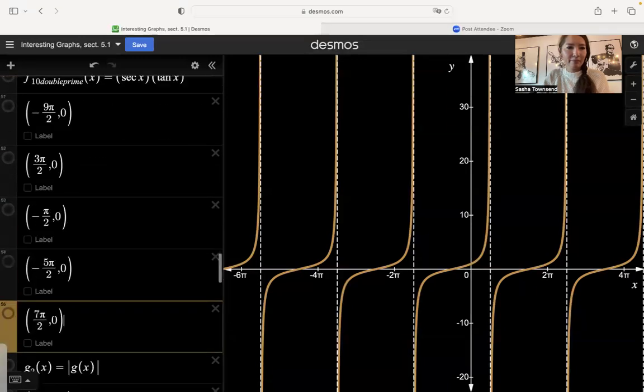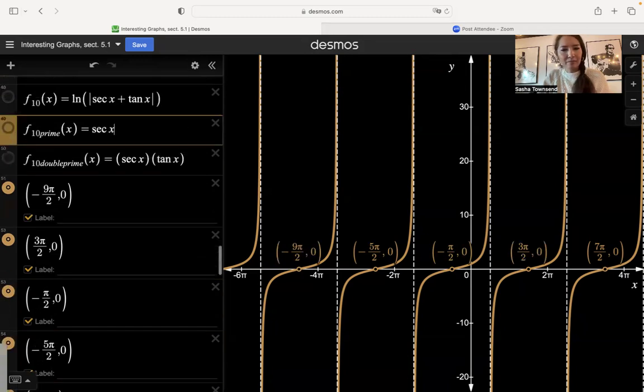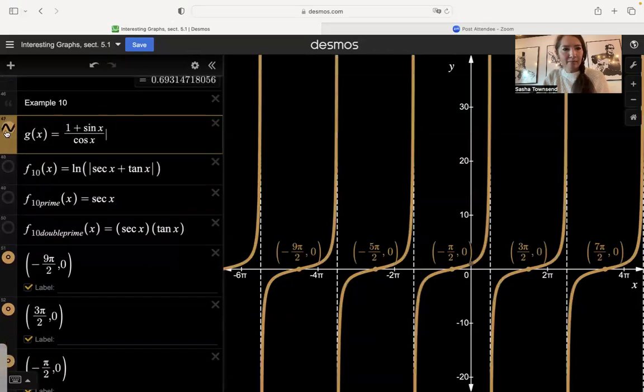So I've actually plotted some points. This is just that g of x equals secant of x plus tangent of x. And then we had asymptotes at all of the x equals pi over 2 values, plus or minus 2 pi as many times as we want. So all those vertical asymptotes. And then we said, rather than looking at g of x, let's look at the absolute value of g of x now.